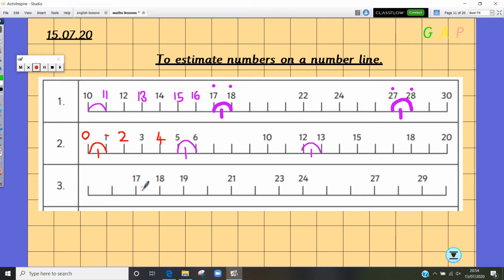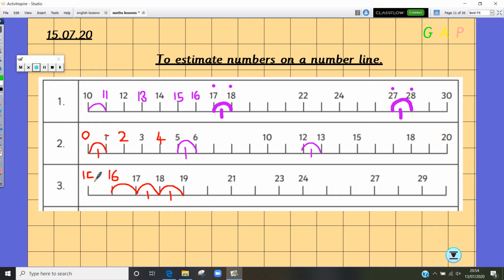And then have a go at the final one. So we've got 17 and we jump to 18 and then 19 on this one. So again, these are steps of 1. All right, which means I can backtrack. So 17, take away 1 is 16. And take away 1 more is 15.